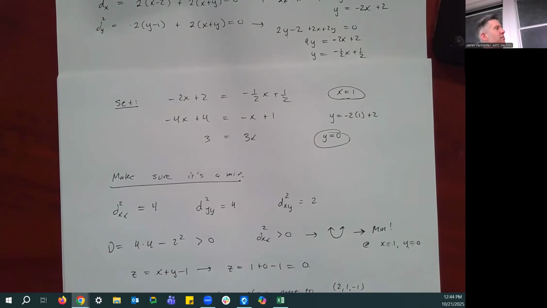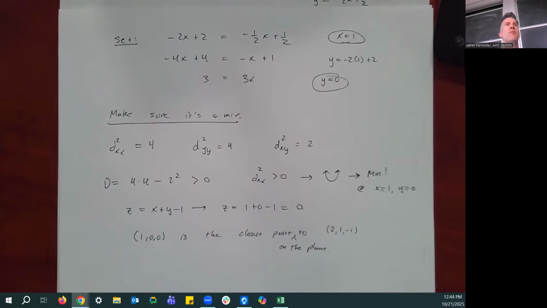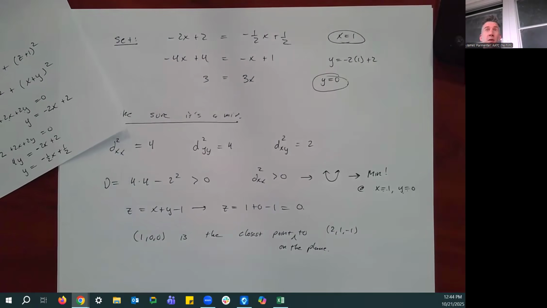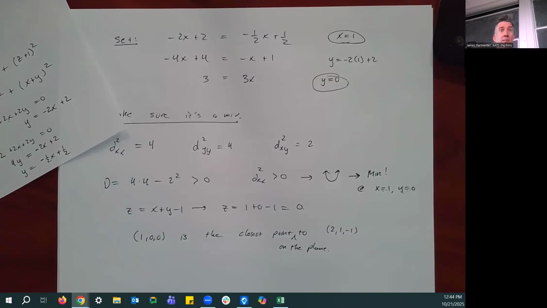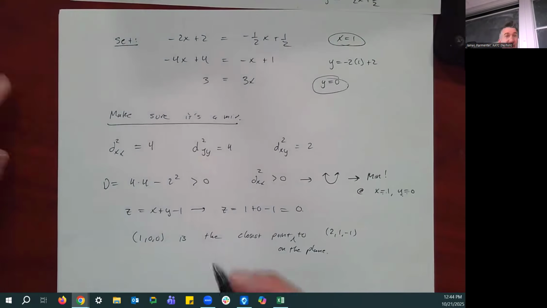And I've done something kind of wrong here. I answered the wrong question. The question wasn't find the point that's closest. The question was, well, let's double check. The question was find the shortest distance from the plane to the point, not find the point that's closest. So even though that is the closest point, what we actually need to do is go back and find the distance.